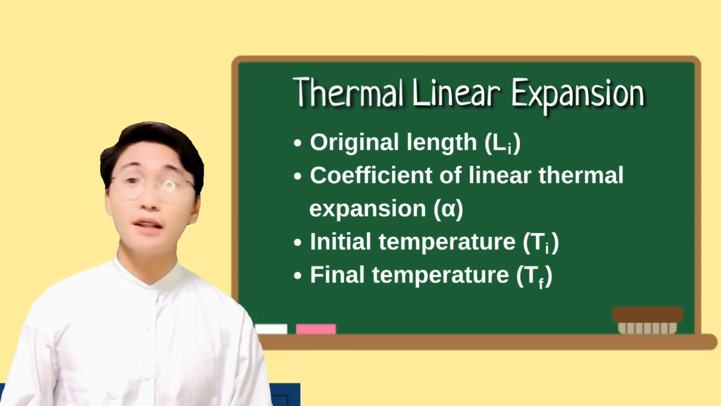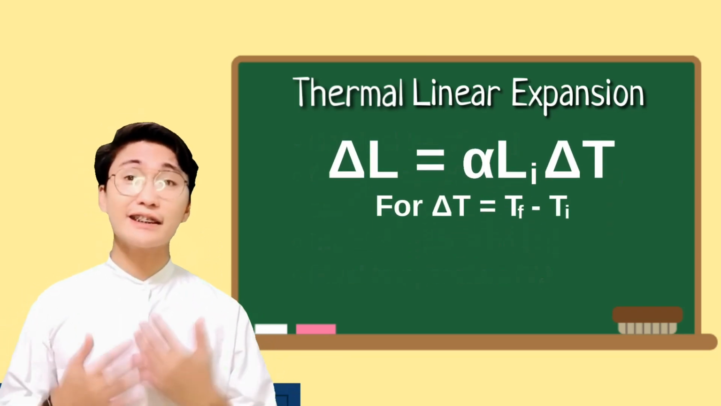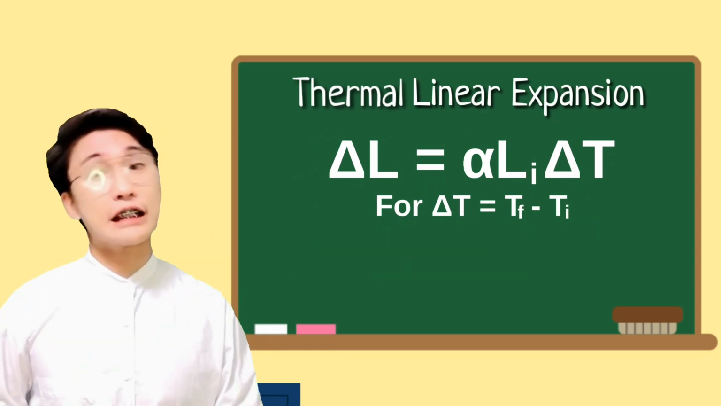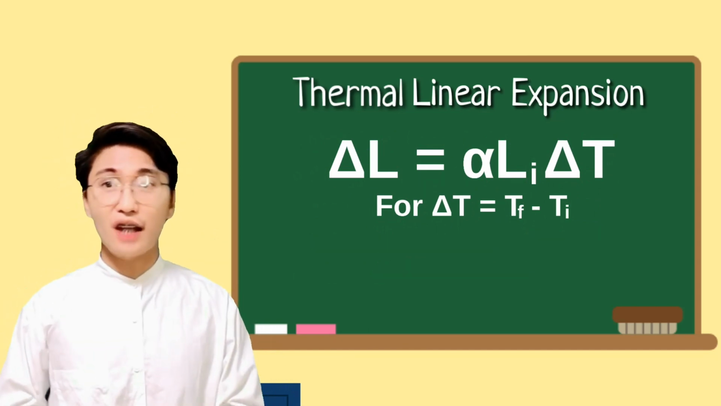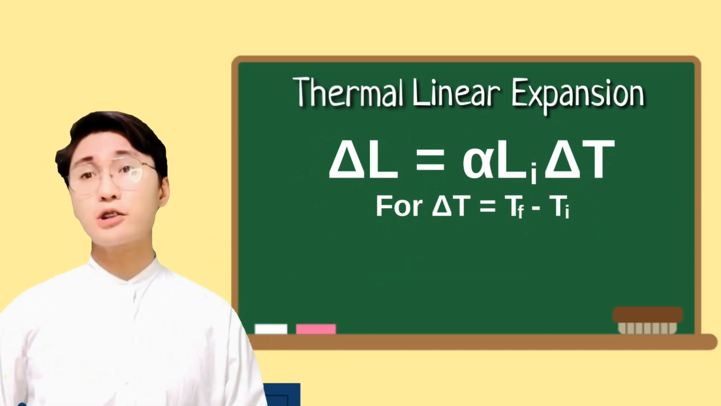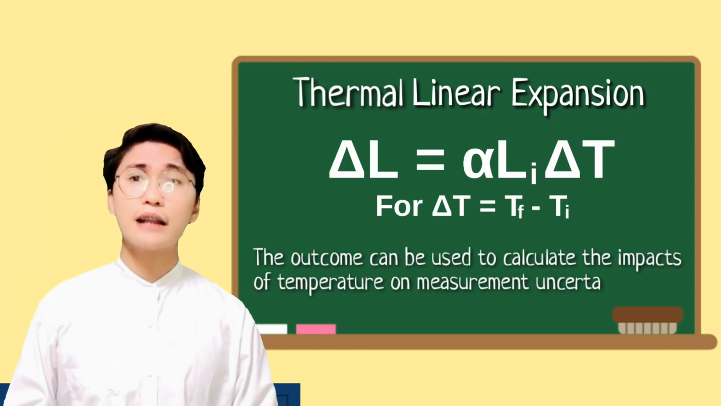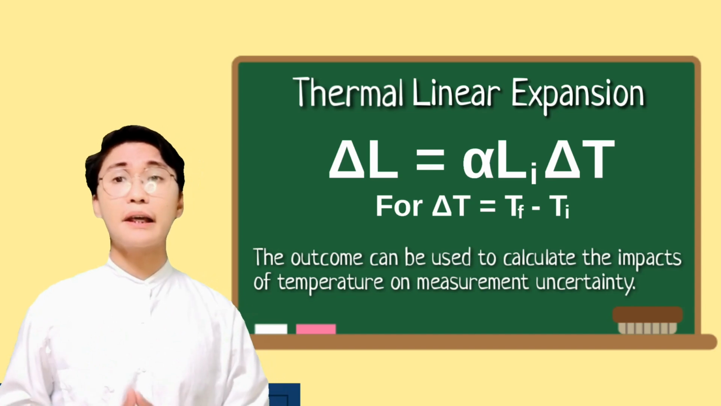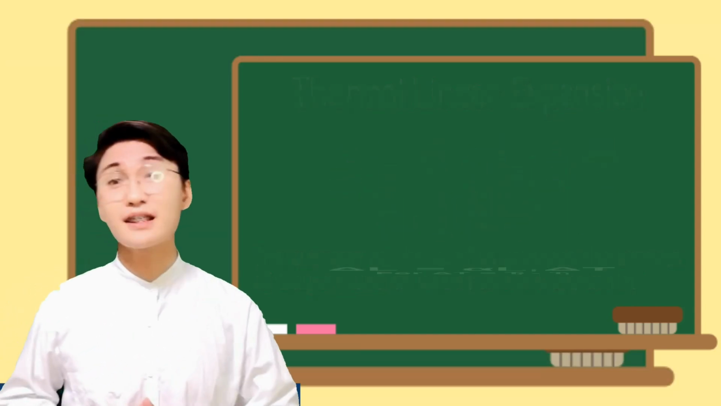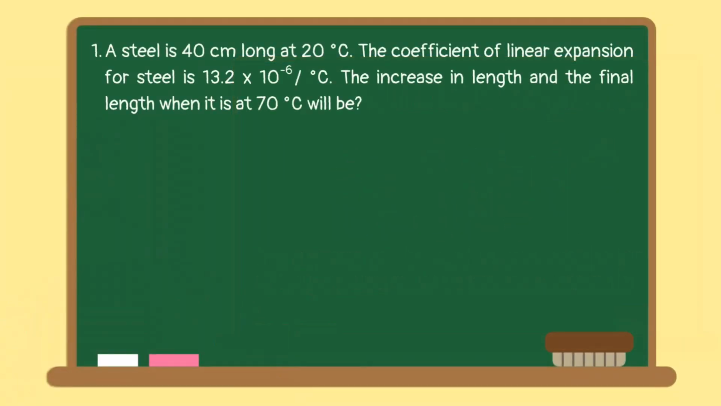To compute the thermal linear expansion, we will use the formula: change in length is equal to the coefficient of linear expansion multiplied by the initial length multiplied by the change in temperature, where change in temperature is equal to final temperature minus initial temperature. The outcome can be used to calculate the impacts of temperature on measurement uncertainty. For example, a steel is 40 cm long at 20 degrees Celsius. The coefficient of linear expansion for steel is 13.2 times 10 raised to negative 6 per degree Celsius.